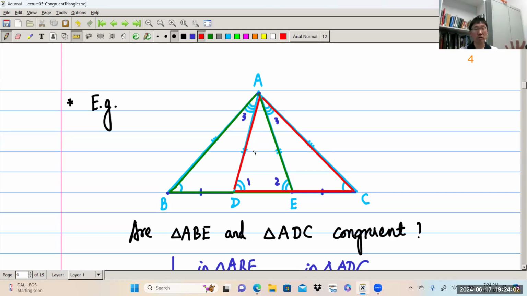We have two pairs of congruent sides. Now, how about the third side in ABE? The third side in ABE is BE. Is BE congruent to CD? BE is this side here in the green triangle, and DC is the other side in the red triangle. Yes or no? Yes. Why? BE is BD plus DE, and DC is CE plus DE. That's the reason. If you take away DE from both, you get the congruent relation. So the length of BE is the sum of BD plus DE, and DC is the sum of EC plus DE.